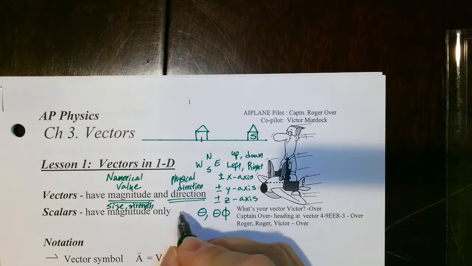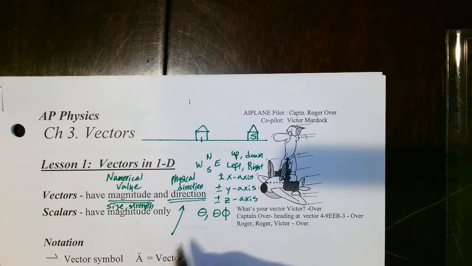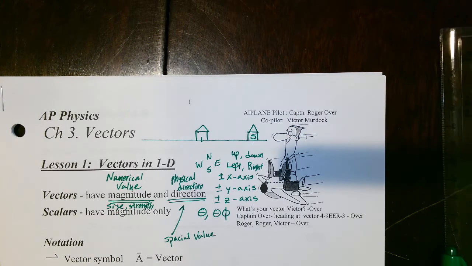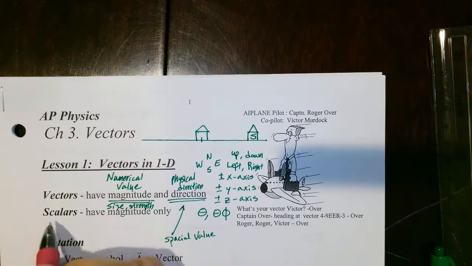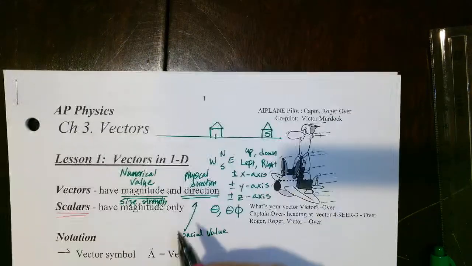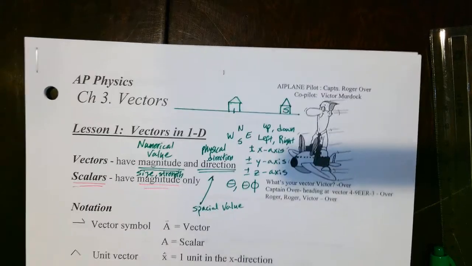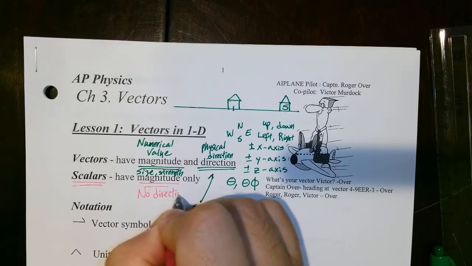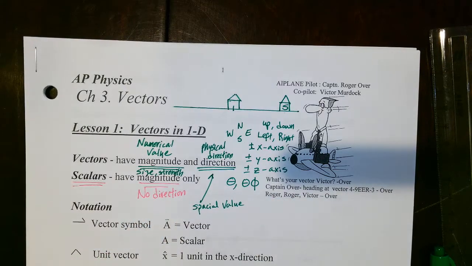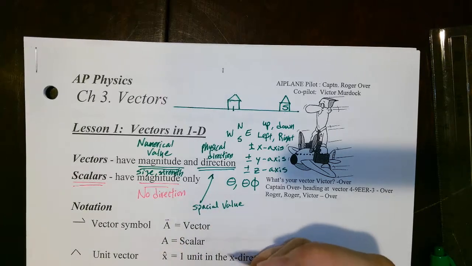Direction gives us a spatial value, whereas magnitude gives a numerical value. If it's not a vector, then it has to be a scalar. A scalar is anything that is not a vector, and it only has magnitude, no direction whatsoever. No direction home, just like a rolling stone.